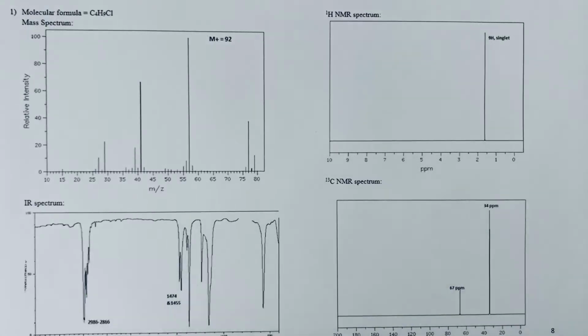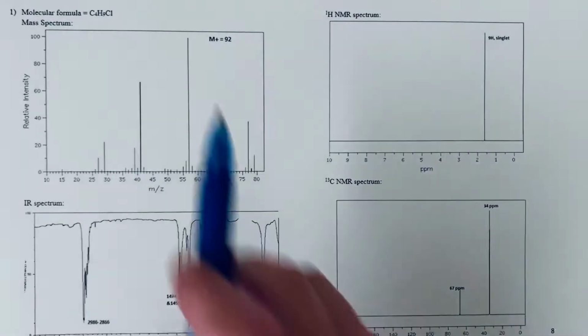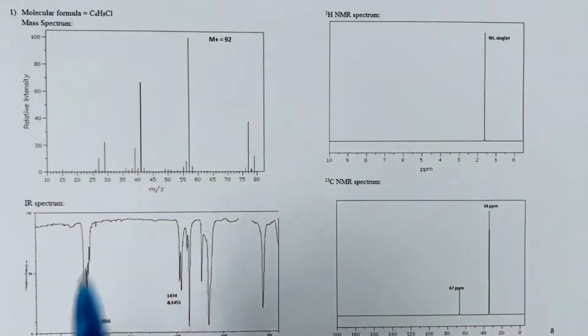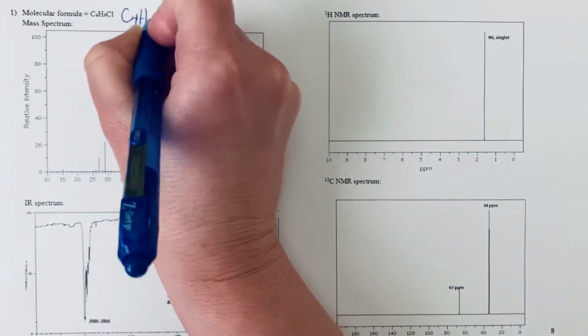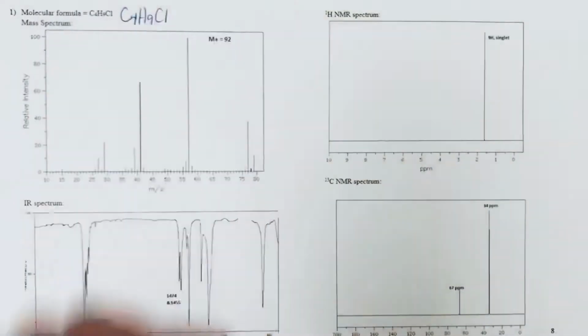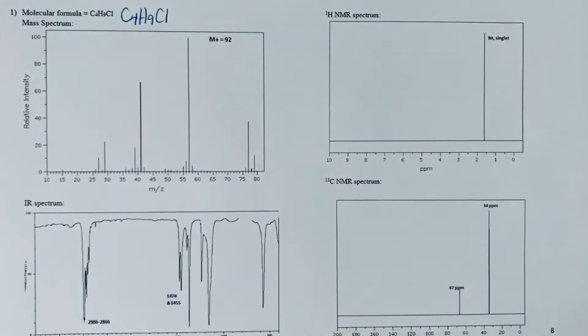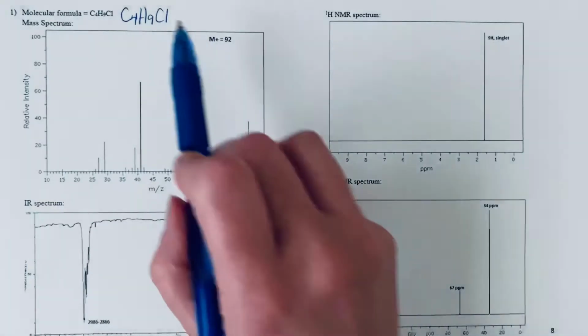All right, so in this example, we have an unknown compound, and we are given a molecular formula. I'm going to draw that a little bit bigger in case it's hard to see: C4H9Cl. And what we have are different types of spectra that are all corresponding to the same molecule.